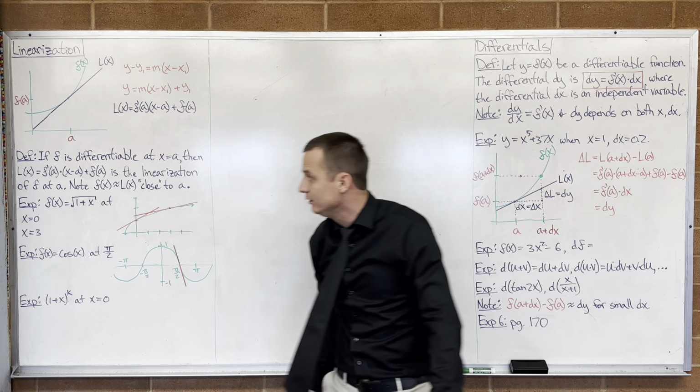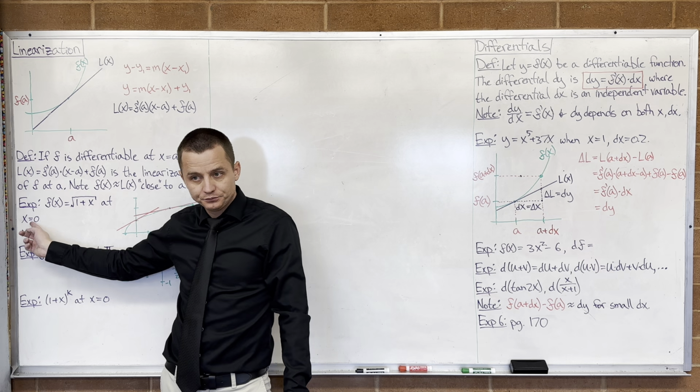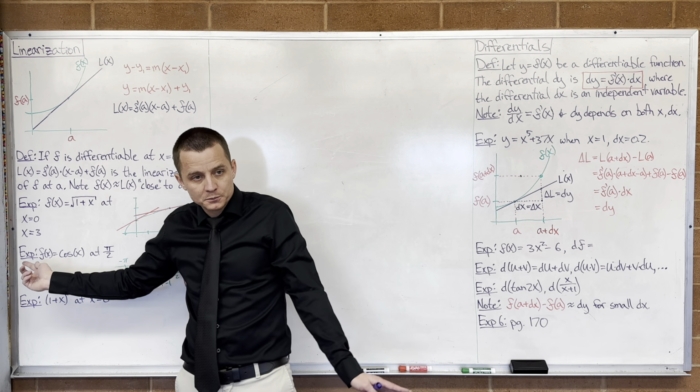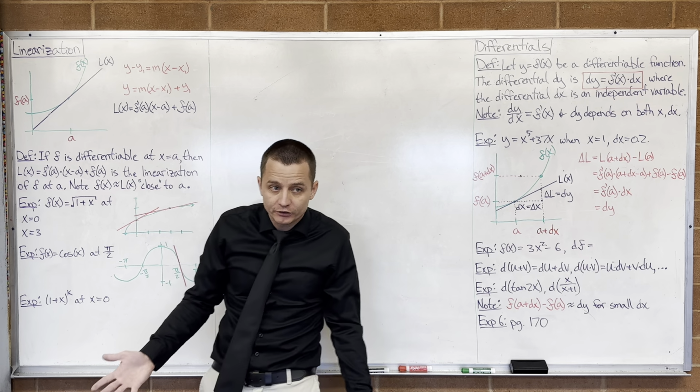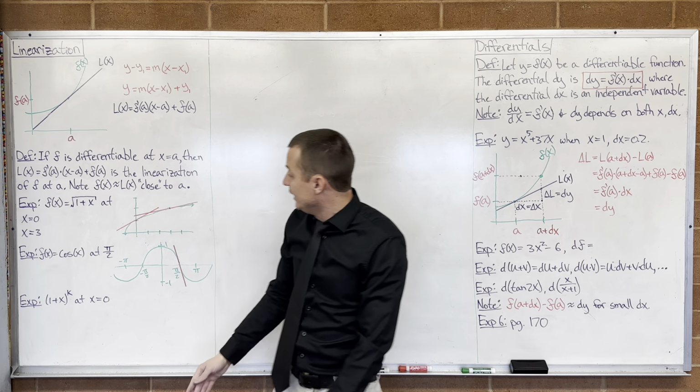We're going to find the linearization at the point x equal to 0, and at the point x equal to 3. Intuitively, what does the linearization give you? It gives you the tangent line at that point. So x equal to 0 should give us this tangent line. X equal to 3 should give us this tangent line. Don't read too much into my picture.